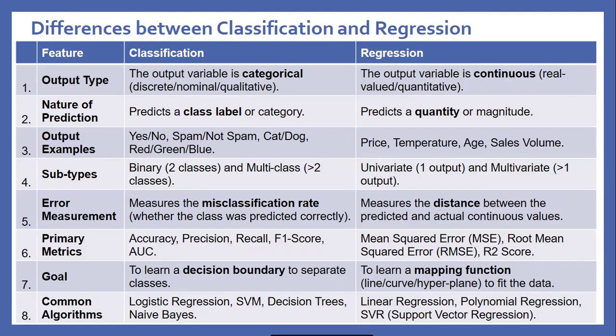Goal: classification learns decision boundaries to separate classes. Regression learns a mapping function, line, curve or hyperplane, to fit the data. Common algorithms in classification: logistic regression, SVM, decision tree, naive Bayes. In regression: linear regression, polynomial regression, SVR, support vector regression.